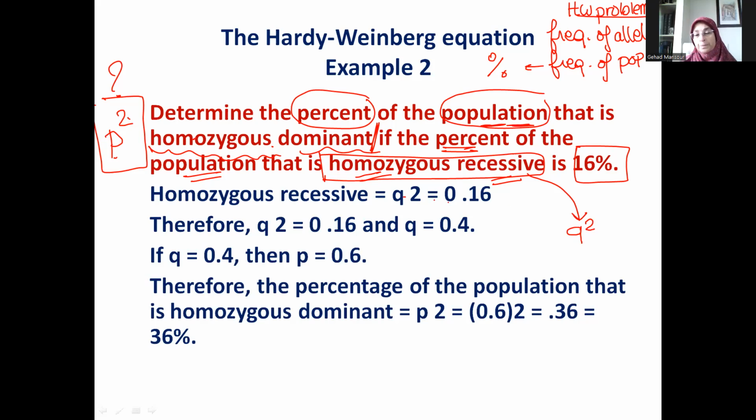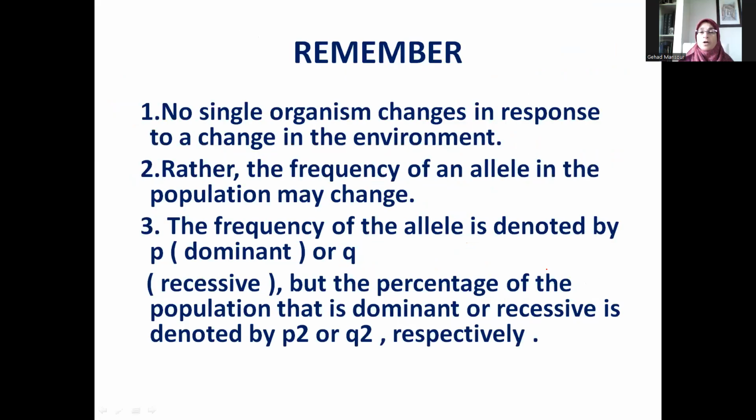So q squared equals 0.16, meaning that q equals 0.4. And then we are going to make use of that. Since q equals 0.4, then p equals 0.6. Why? Because p plus q equals 1. Now that we got p equals 0.6, then we have to get p squared, which would be 0.6 to the power 2, or 0.36, or 36%. This was the second example of Hardy-Weinberg.